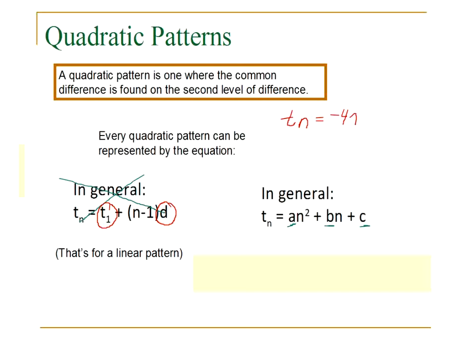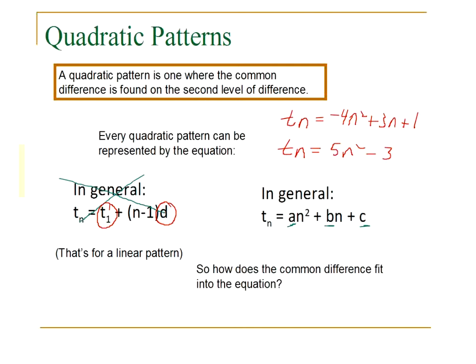So for instance, here's a certain quadratic pattern. Tn equals -4n squared plus 3n plus 1. That would have a different pattern than this. Tn equals 5n squared minus 3. Here the b value is 0. So what we have here is the equation with three constants to figure out. What we want to look at here is how does the common difference fit into the equation. Okay, so it was clear with the linear patterns that it fit in right here, but not so much now with the quadratic.